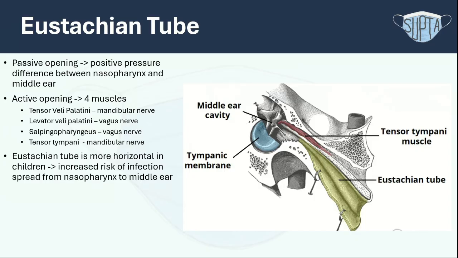And a good thing to be aware of is that the eustachian tube is more horizontal in children. So you can have an increased risk of infection spread from the nasopharynx to the middle ear. And that's why children do tend to present with many more ear infections than adults, due to that horizontal position.